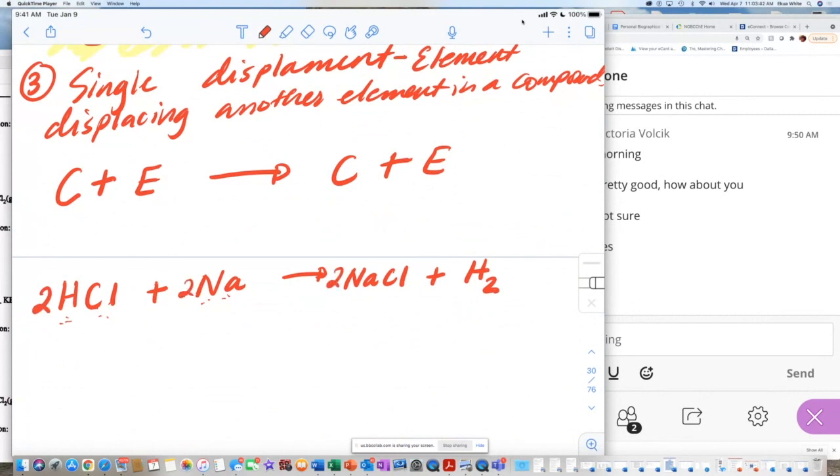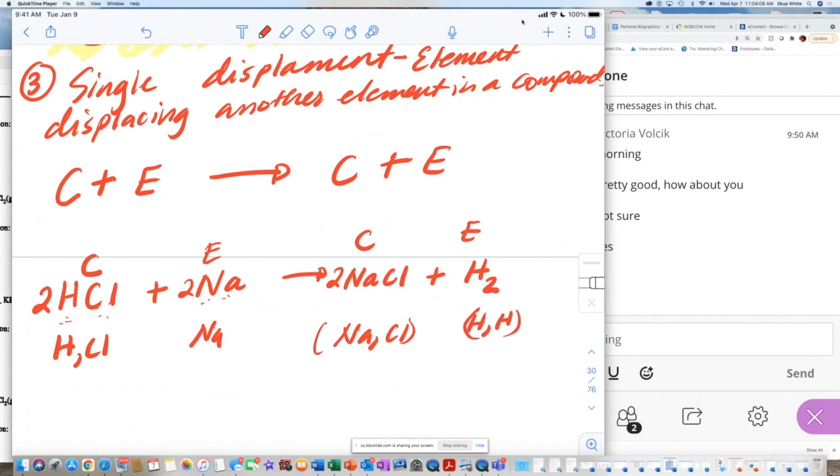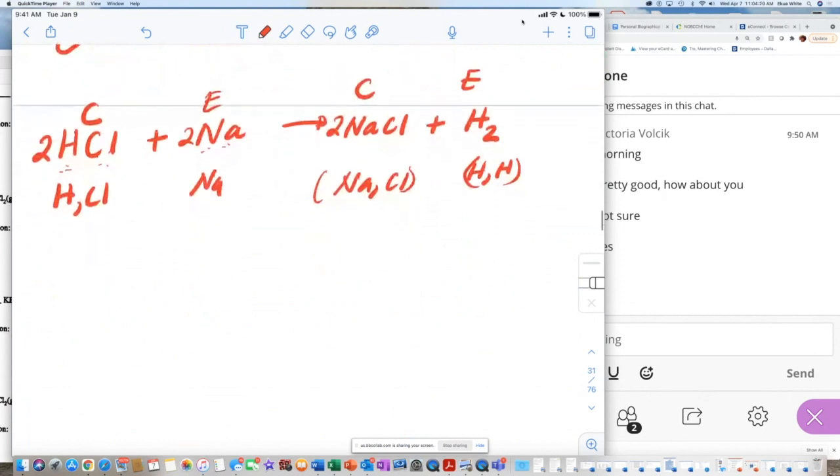then you double this. But bottom line here is, this is an example of single displacement because you have a compound, right, made up of hydrogen and chlorine. You have an element made up of sodium. You have a compound made up of sodium and chlorine. And then here you have an element, diatomic, made up of 2 hydrogens, right? So compound, element. When you have that format, compound element, it may be written in a different order, but you have that combination, then you know that you have single displacement.